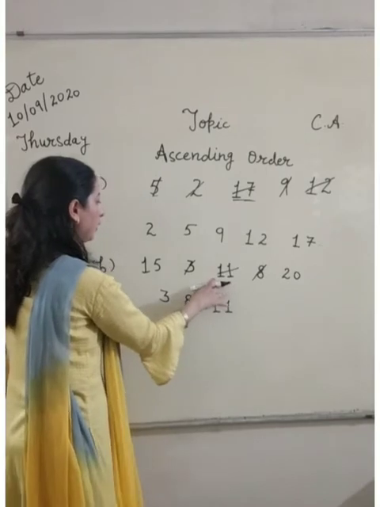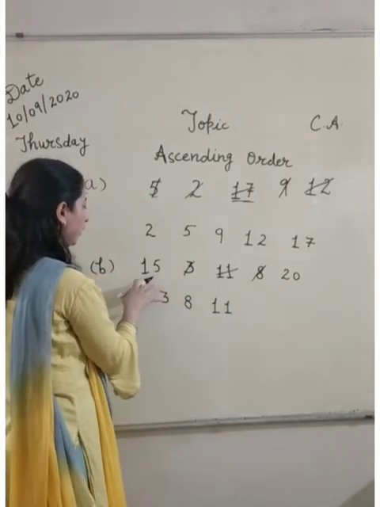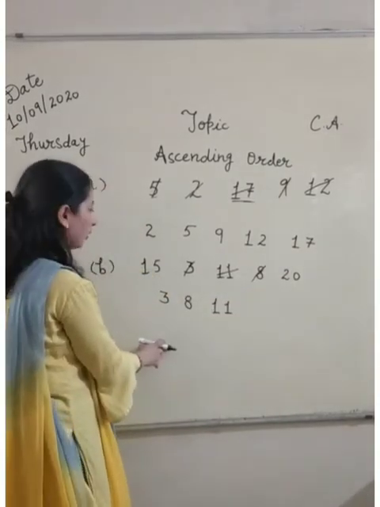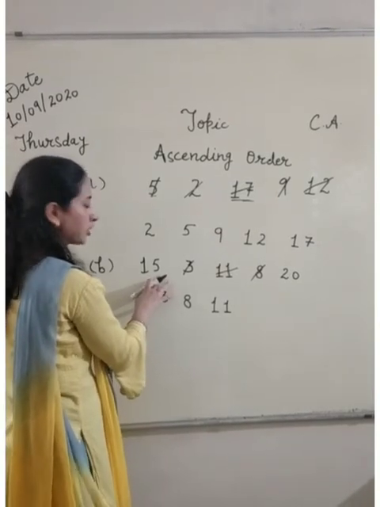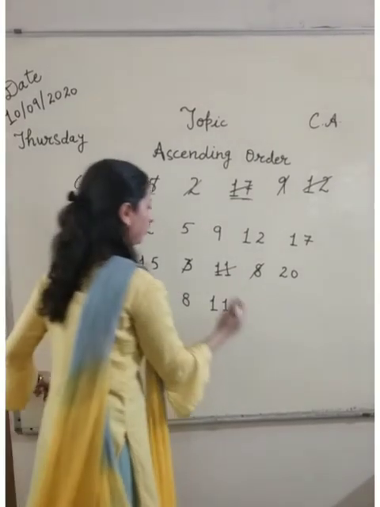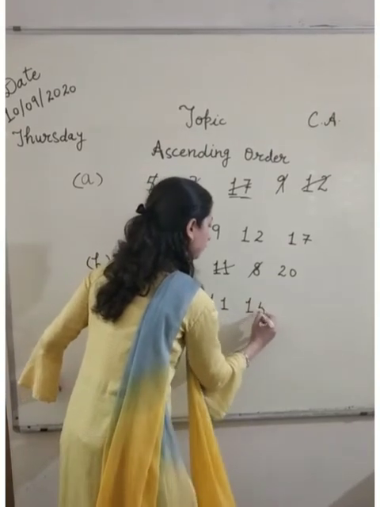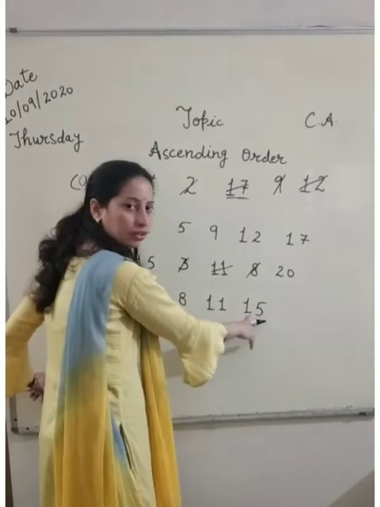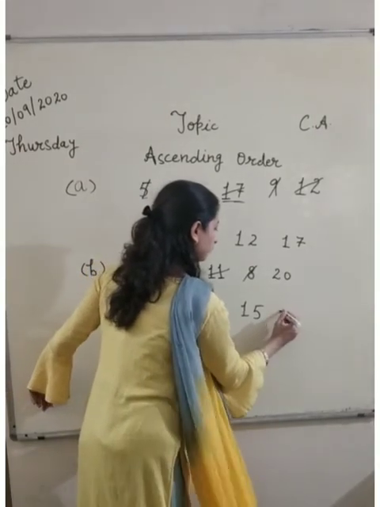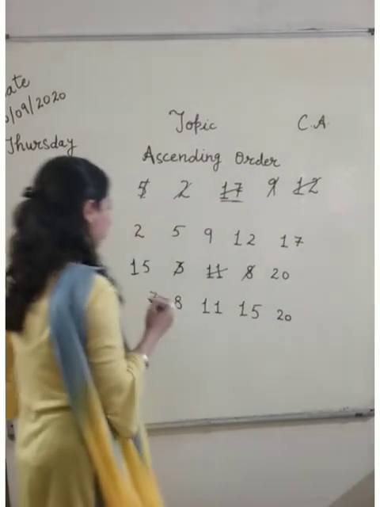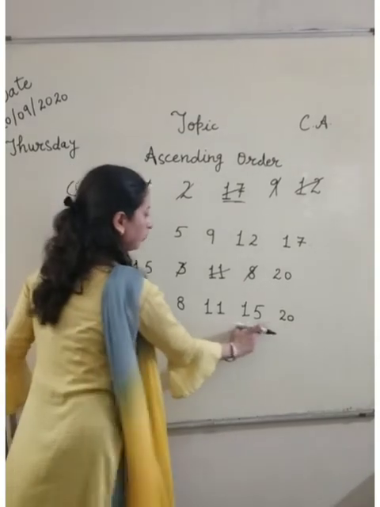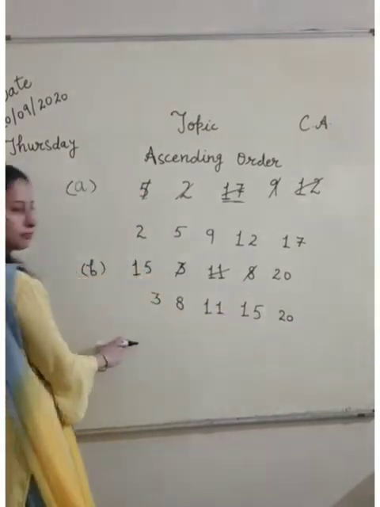Now, what happened? 11 के बाद कौन सा नंबर आएगा? There are two numbers left. दो नंबर्स बचे हैं अभी. 15 and 20. Let's write down the number. See, children, tell me. Yes, number 15. Which number we have? Number 15. And what after 15? और 15 के बाद कौन सा नंबर आएगा? Write down here 20. So which is the smallest number? Number 3 is the smallest number and number 20 is the greatest number. Is that clear?